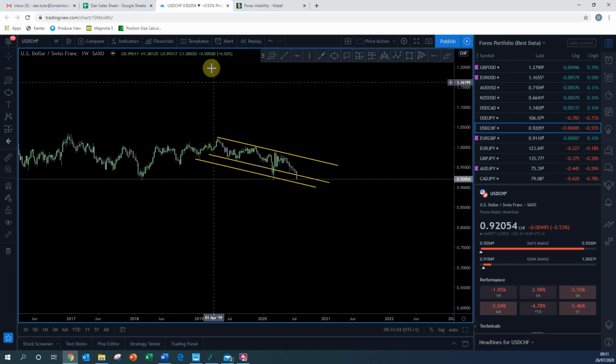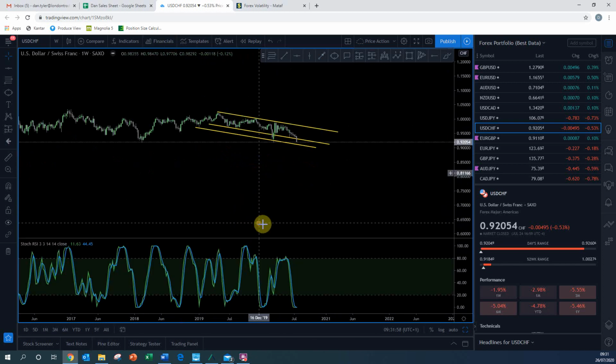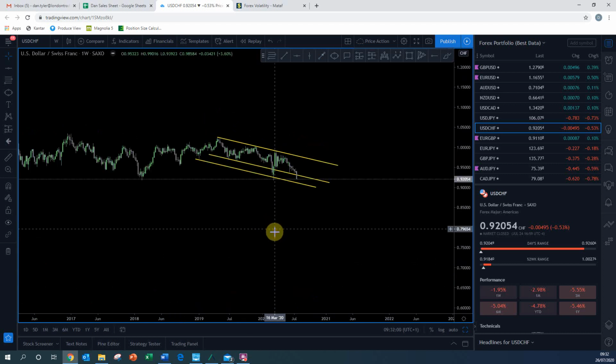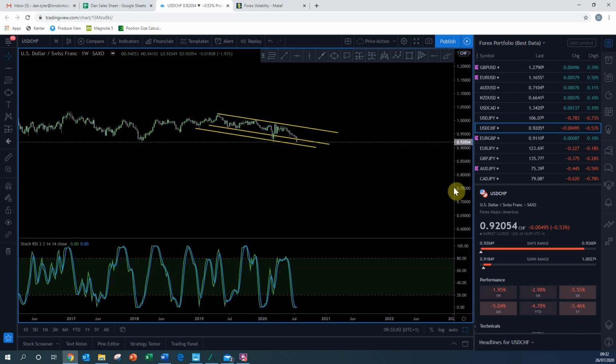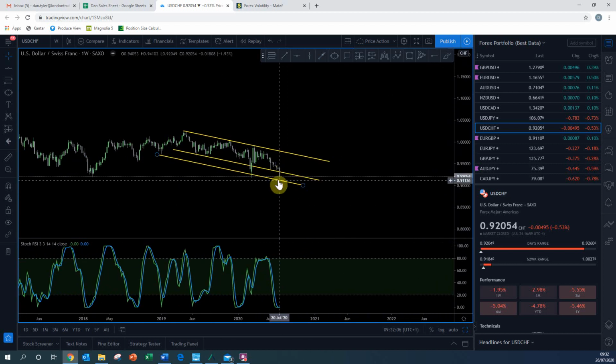A good tip is not to just have them as separate templates. You put your template on that you want, and you can just double click and it hides and brings it back. So on here, on the weekly for USD CHF, the stock RSI is really oversold with the percentage D and percentage K looking to cross over, which is a nice buy signal. So we could come down to here. It looks like we're heading up, considering we're in that ranging market.